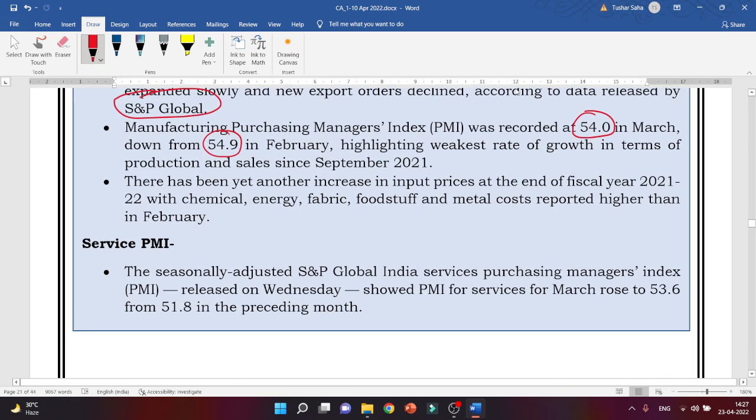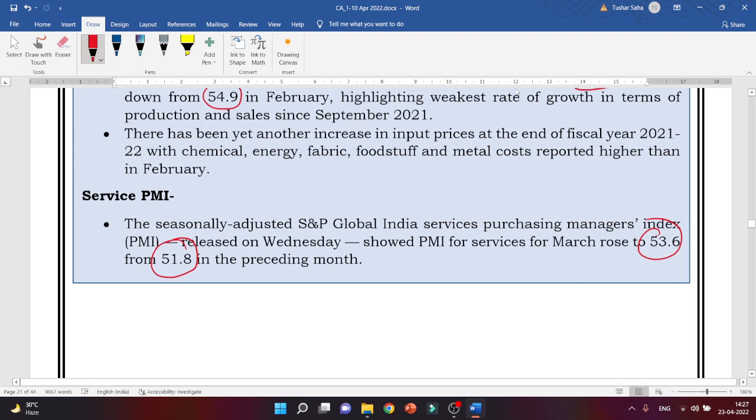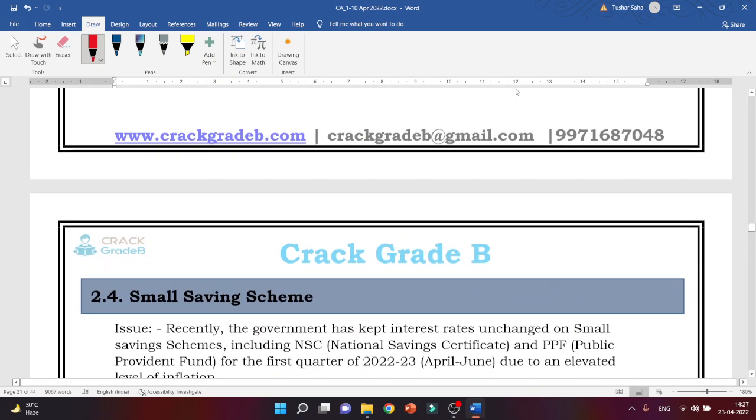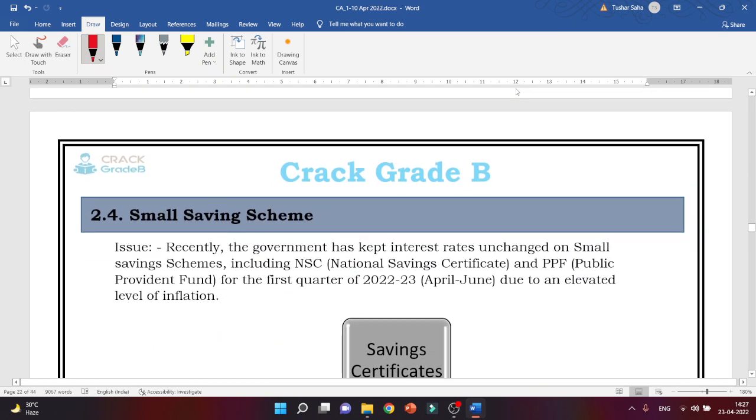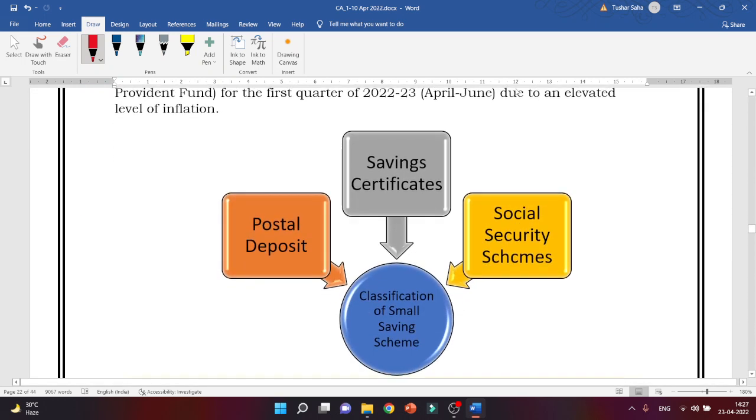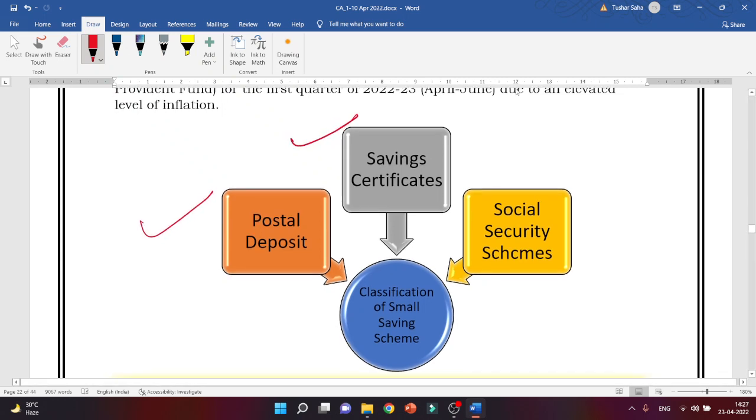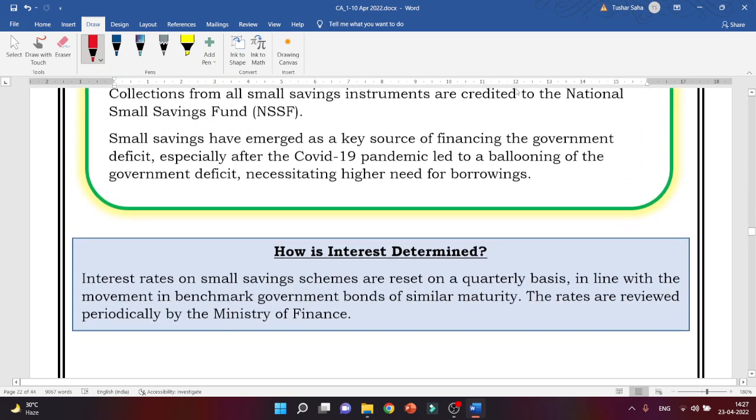What about the service PMI? For March it's 53.6 and for February it was 51.8, right? So let's now move to the next one, small saving schemes. What happened recently is that for this financial year, the government of India did not change the interest rate for small saving schemes. Now, what are small saving schemes? It's postal deposits, saving certificates, and social security schemes, right?